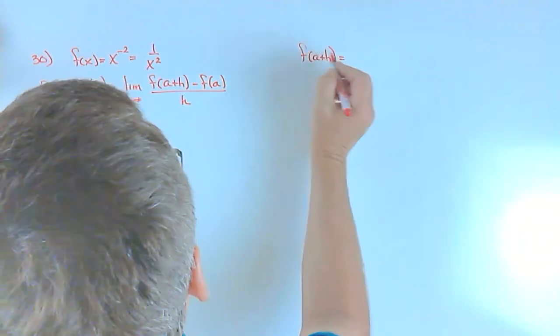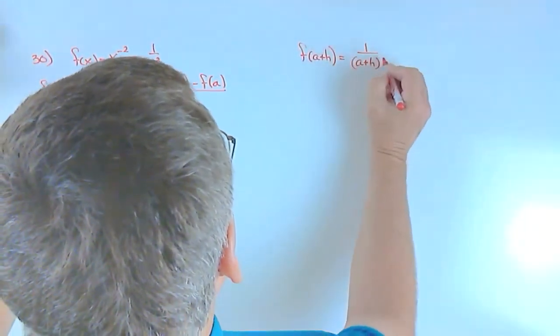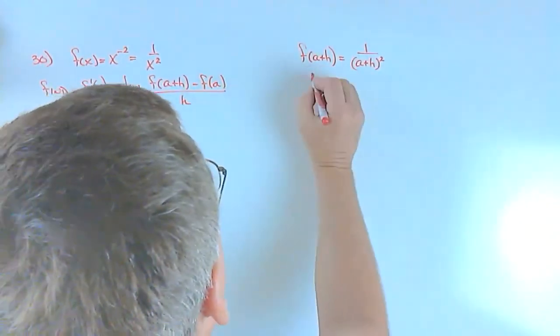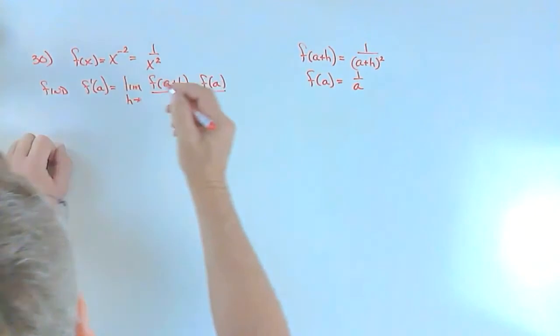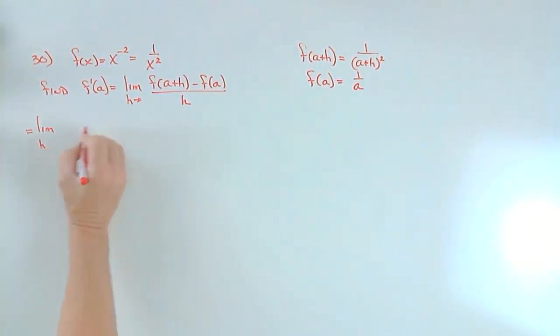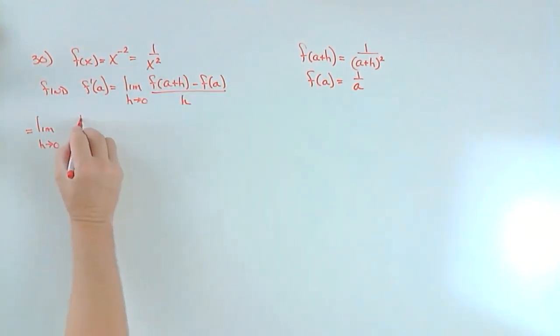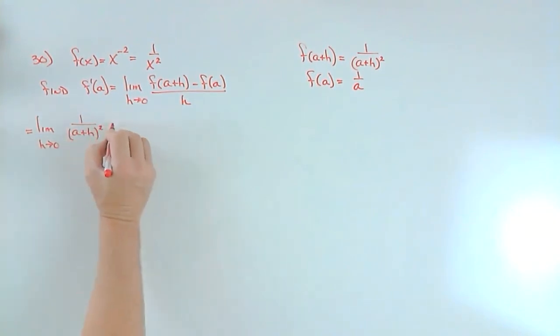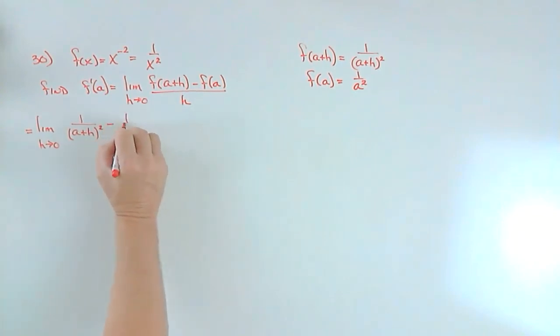And we've done this before. This is going to be 1 over a plus h squared. Then I'm going to find f of a. That's 1 over a squared. And I'm going to plug those in. F of a plus h is 1 over a plus h squared minus 1 over a squared, all divided by h.